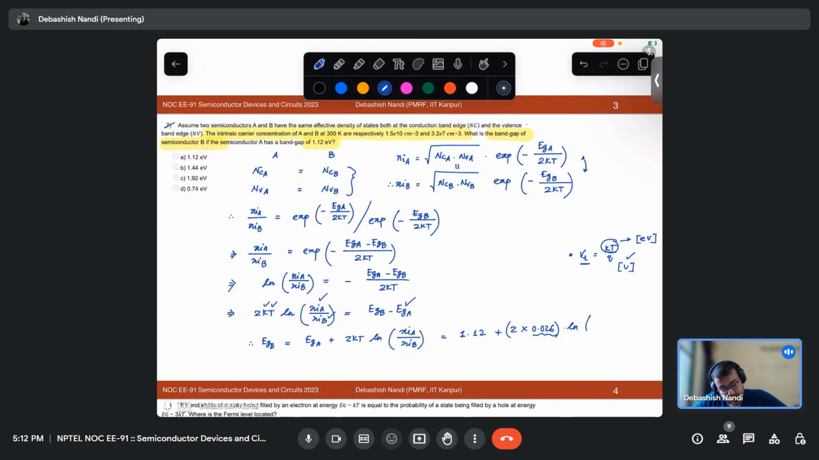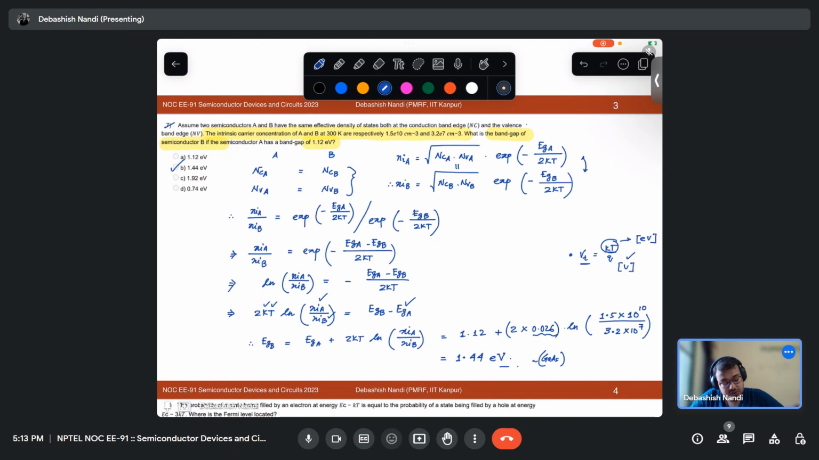So natural log of what is my NIA? NIA is your 1.5 into 10 raised to 10 over 3.2 into 10 raised to 7. Fine. So if you calculate this, it will come out to be 1.44 electron volt. Okay. So this one is right. By the way, this is very close to your gallium arsenide material.